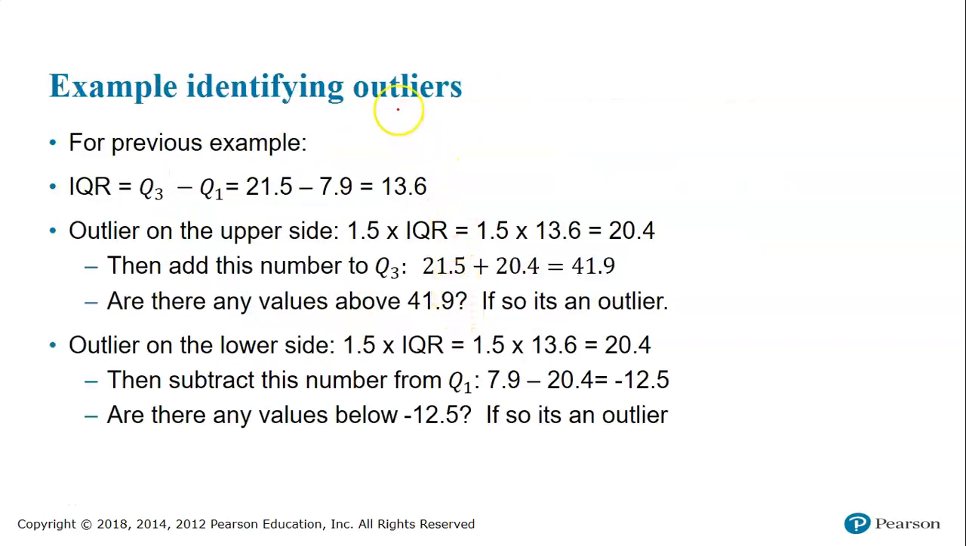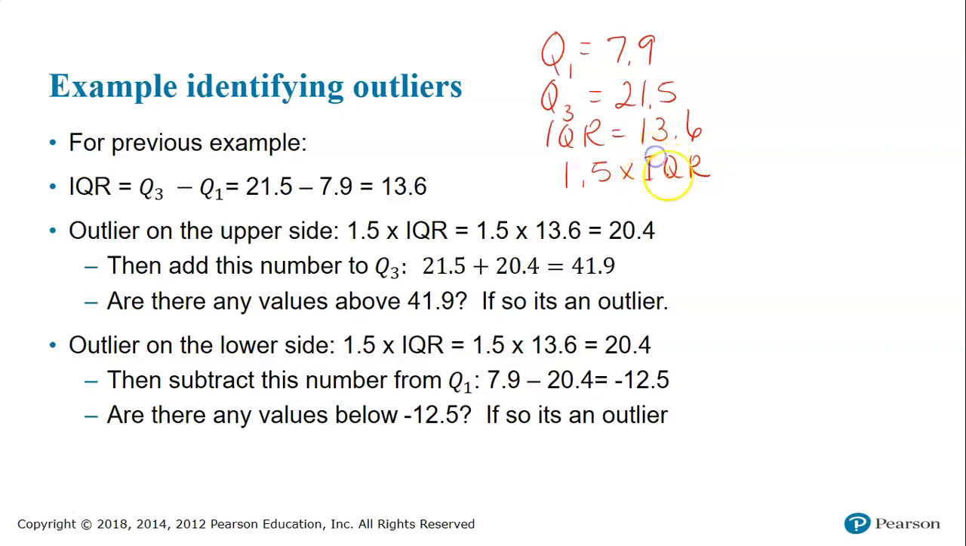So if we look at our values here, we found that our third quartile was 21.5 and our first quartile was 7.9. If I subtract those two, I get 13.6. So my first quartile was 7.9, my third quartile was 21.5, and my IQR is 13.6. I want to take that 13.6 and multiply 1.5 times the IQR. So 1.5 times 13.6 gives me 20.4.